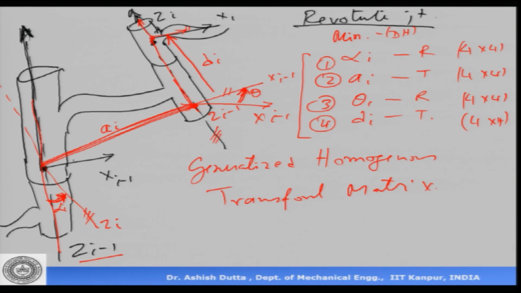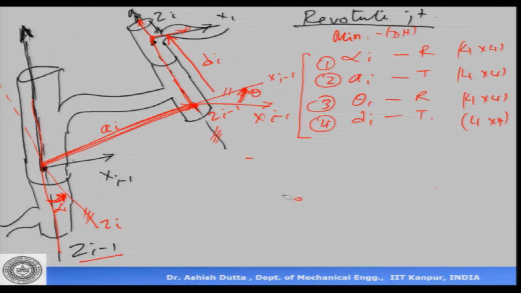Now, let us look at what these parameters mean. These 4 parameters have names. The first parameter, alpha, is the angle between the z axes, measured about the x axis. The angle between the z axes is called alpha, and this is called the link twist. So, it is the angle between z i minus 1 and z i.